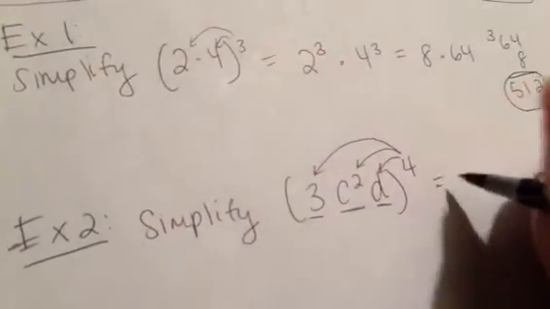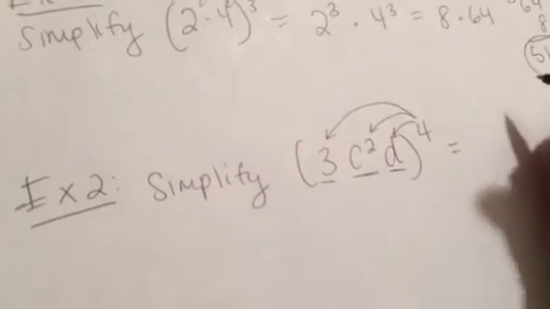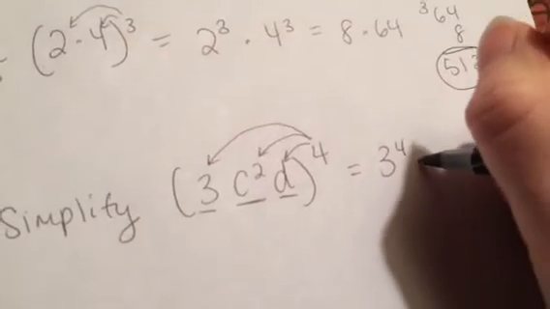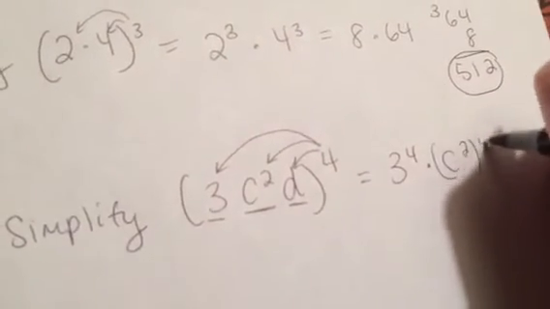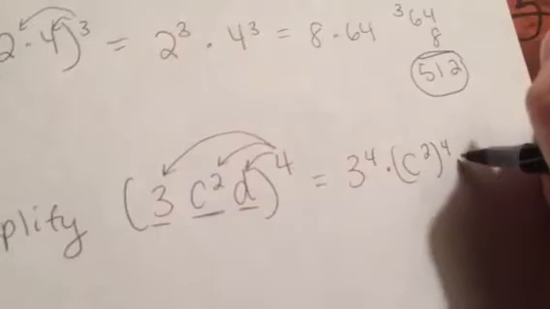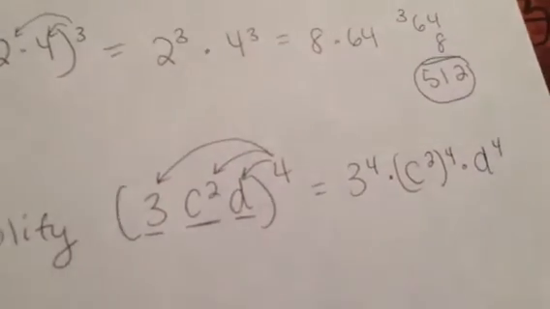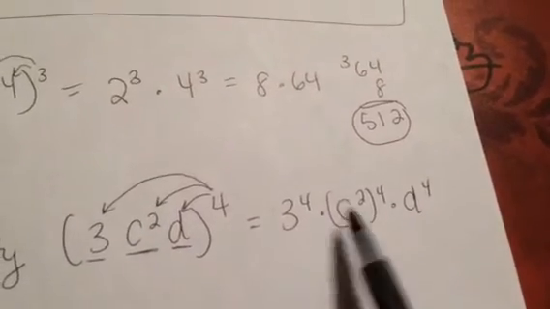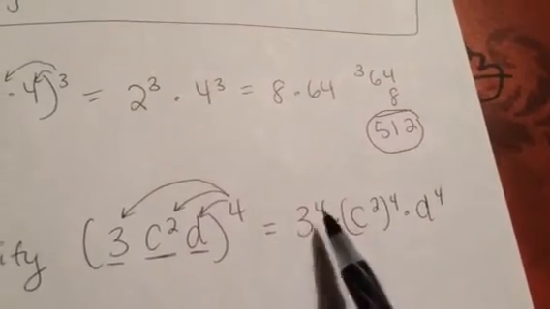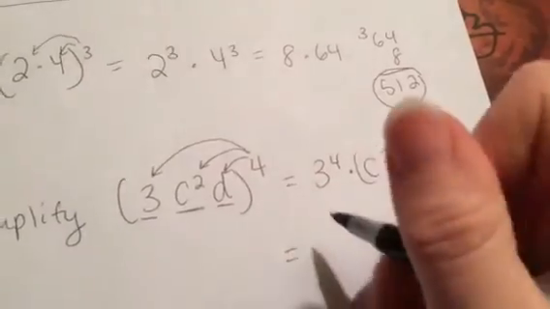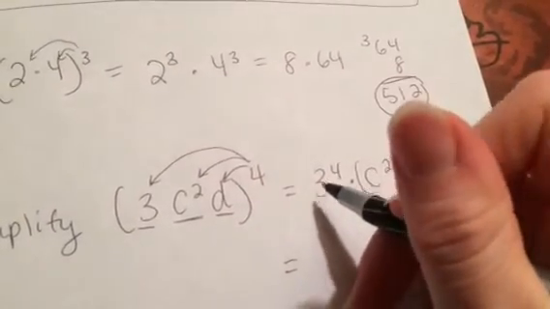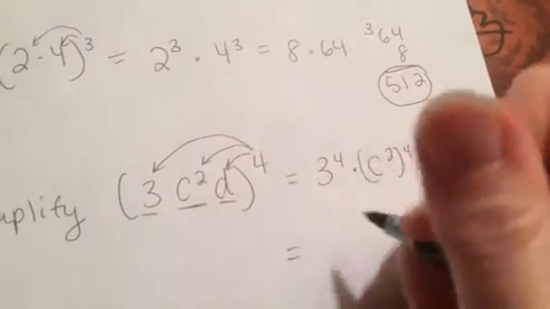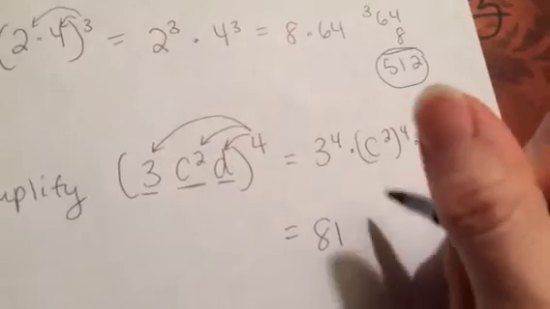Okay, so how am I going to simplify that? Well, I have to raise each term to the power. So we have 3 to the fourth power times c squared to the fourth power times d to the fourth power. Okay, and you can further simplify these 2 terms. Well, what is 3 to the fourth power? That means 3 times 3 times 3 times 3, right? You're multiplying 3 by itself 4 times, and that equals 81.